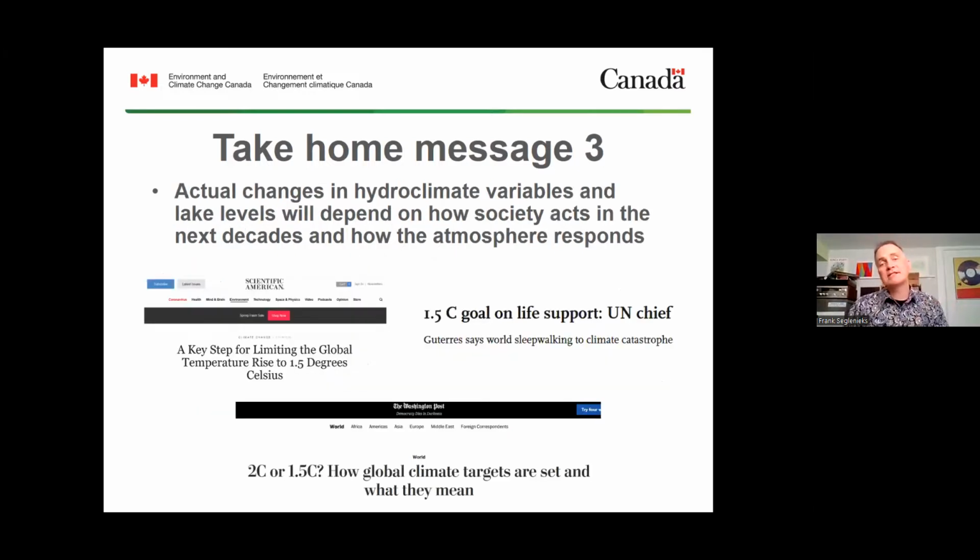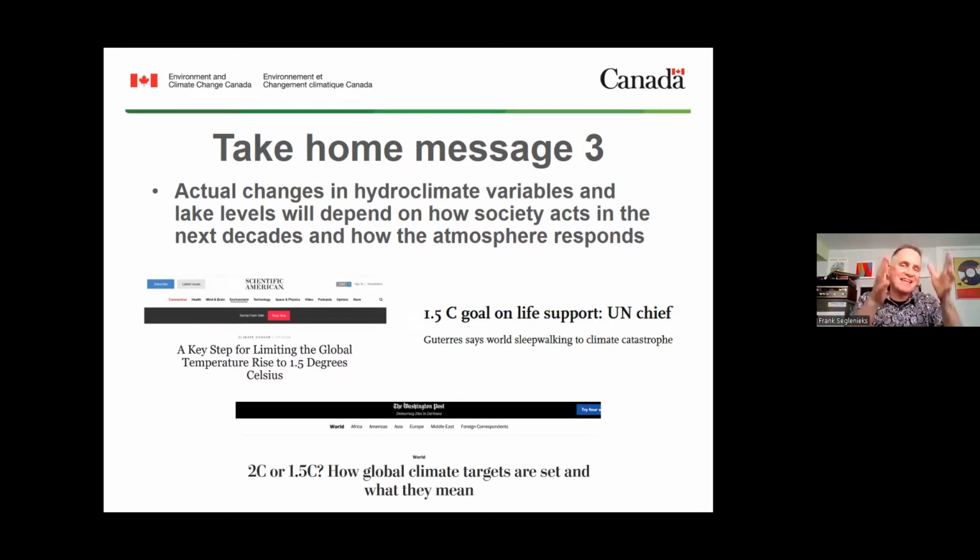And the third one is, what's actually going to happen? It all depends on society. Are we going to keep to the 2 degrees? Like you see the headlines there: 2 degrees or 1.5 degrees, 1.5 goal on life support. So, how humans react to the climate crisis and what actual changes are made, that's really going to be what happens. So I can't predict it. Nobody here can predict it.